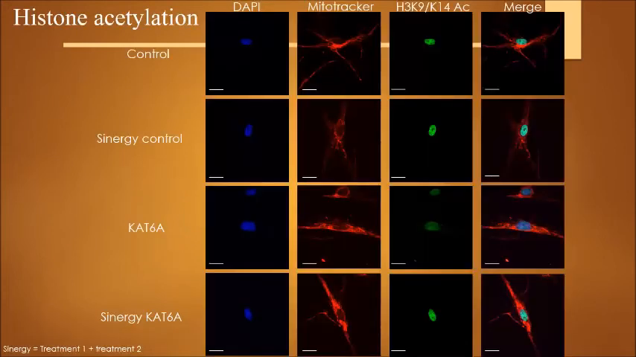So now we corroborate this by immunofluorescence. As we can see, the first line with DAPI locates the nucleus. The second one shows the mitochondrial network. The third one is an antibody against acetylated lysine 9 and lysine 14 of histone H3. And as we can see, the control has a normal level, the control with synergy has a little more of this acetylation, but the KAT6A fibroblast has less acetylation than the controls. And when we use the synergy with the two treatments, we obtain a recovery of the acetylation.